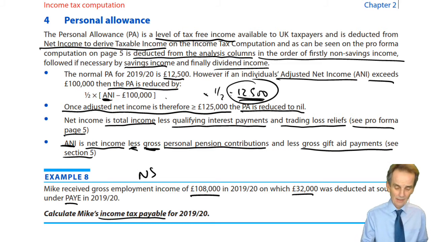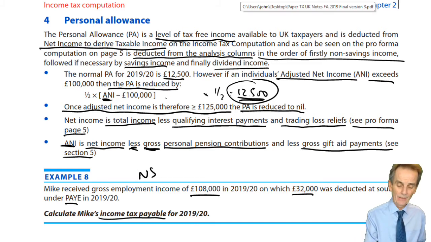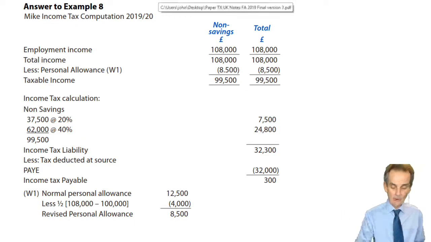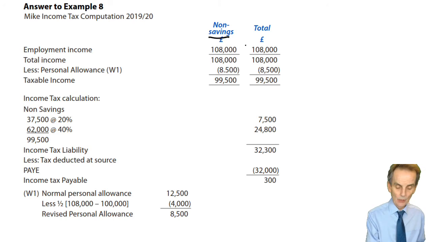Let's have a little look at that in terms of our answer, and how we would, of course, be showing it in a written question. Employment income, as we know, non-savings. It is total income, it is also net income. Personal allowance, we need to work. We just computed it in our heads there at 8,500.